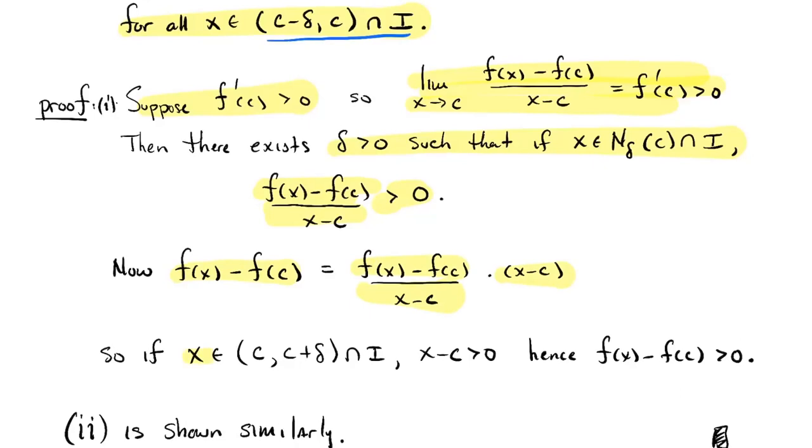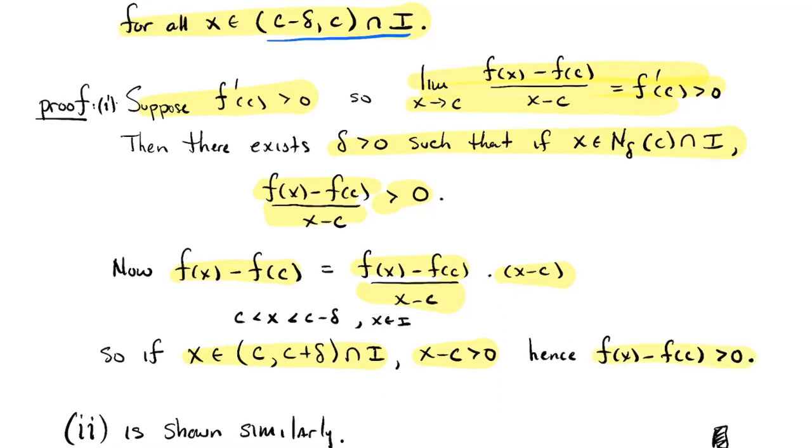If I pick x in that delta neighborhood, but I pick it bigger than c, okay? So if that interval notation isn't working for you, I'm just saying that I've got a number x that's bigger than c. And then it's also in my domain, so I can plug it into the function. So if x is bigger than c, then x minus c is positive. So when I look at these two quantities up here, x minus c is positive. We just said if you're in that delta neighborhood, the difference quotient is positive. Well, the product of two positive numbers is positive.